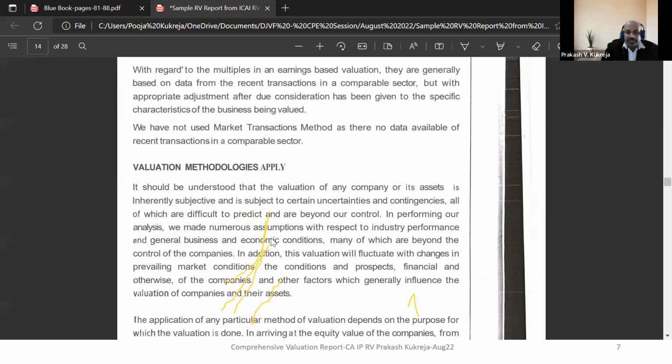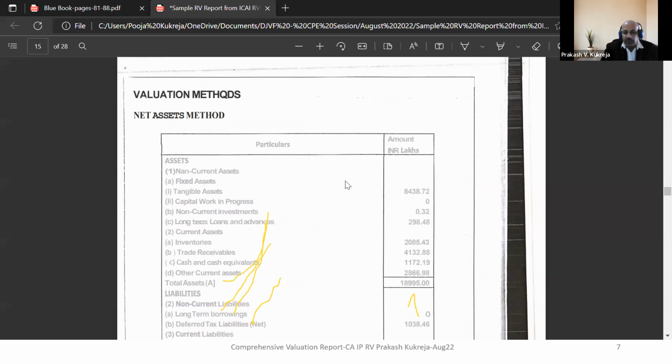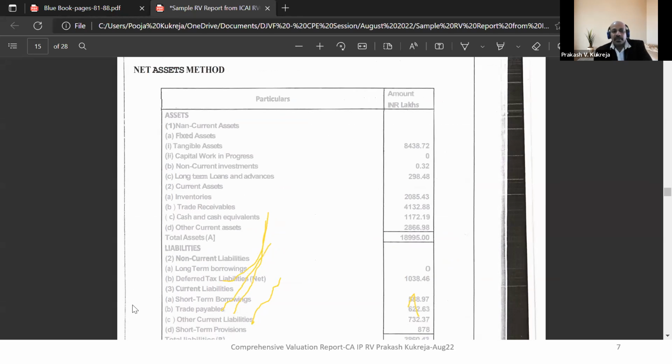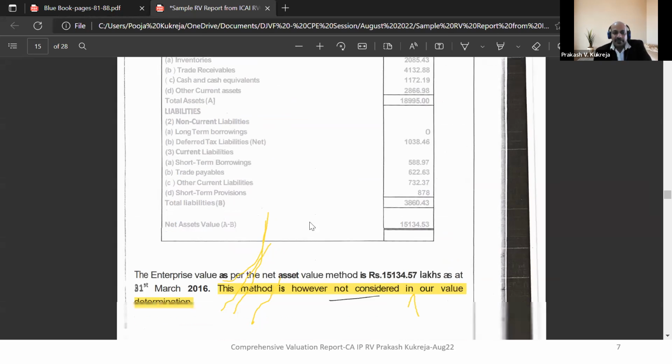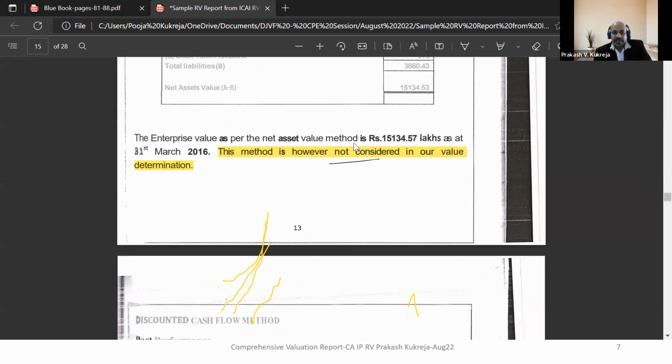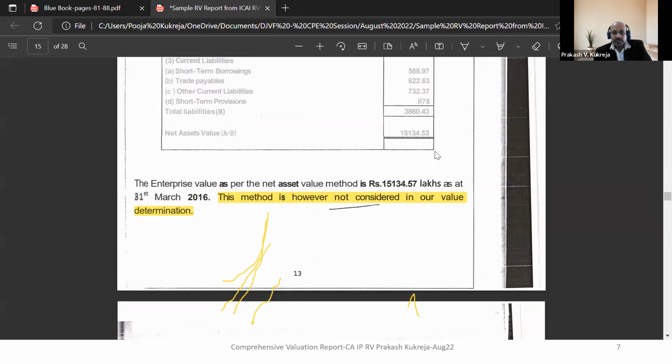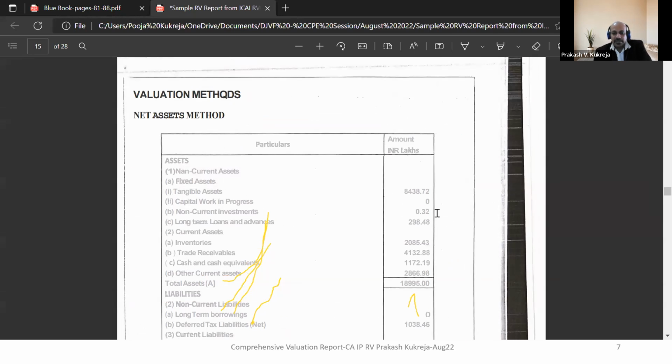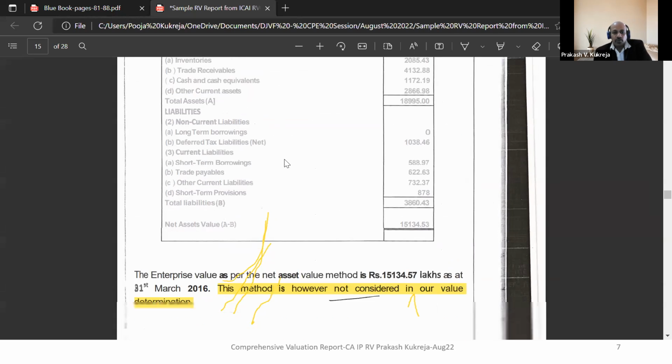Then the valuation method. Now, this is how the NAV was calculated. I will not get into specific numbers, but as mentioned above, you can see here how the NAV was arrived at. Then the enterprise value as per NAV is around 15,000. I think this is in lakhs. Yeah, 15,000 lakhs. Then the discounted cash flow method.